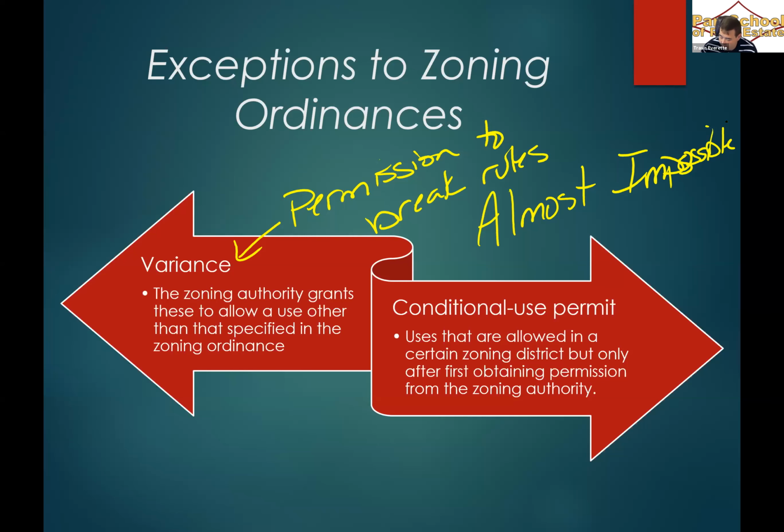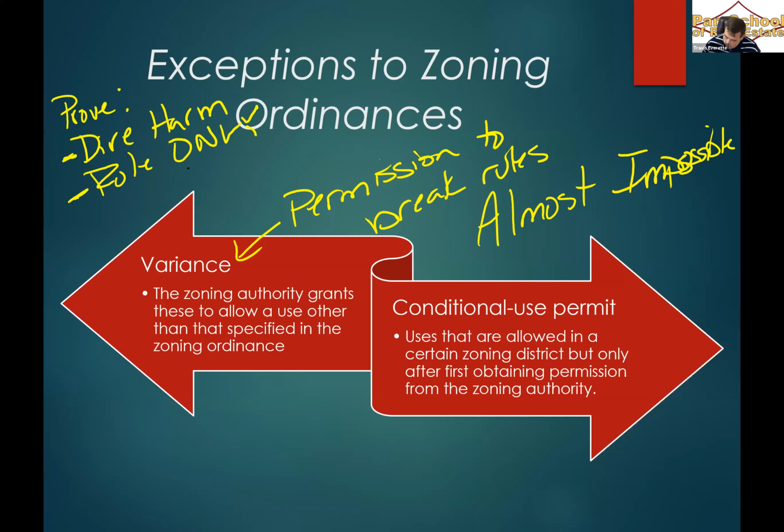How do you get a variance? What do you have to prove to get a variance? To obtain a variance, you have to prove dire harm. Like the rule is killing you. You can't use the property for any other purpose. And you have to prove that the rule only harms you.